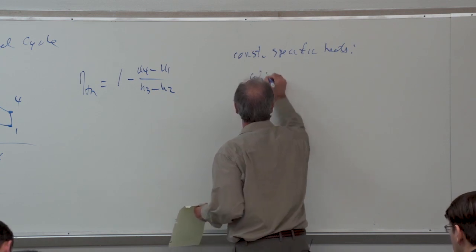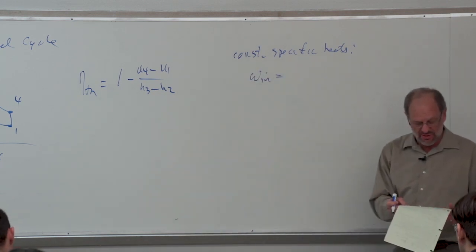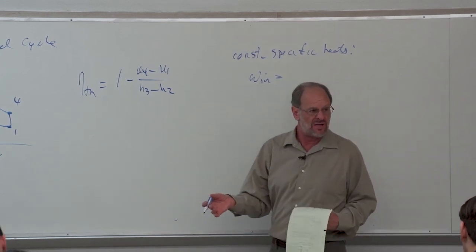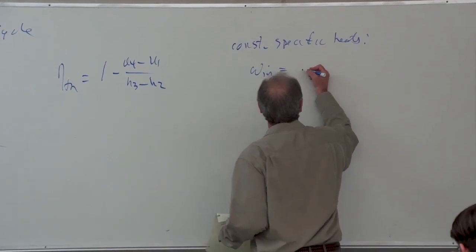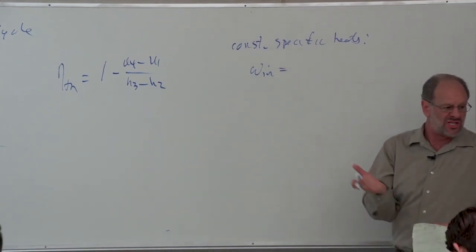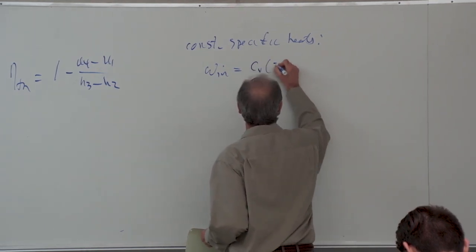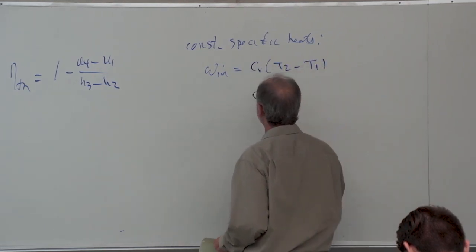If we just start with the work input, and I'll just write these on a per unit mass basis, we know that the work input is just U2 minus U1, but with constant specific heats, the internal energy change is CV times delta T. So this is just going to be CV times T2 minus T1.